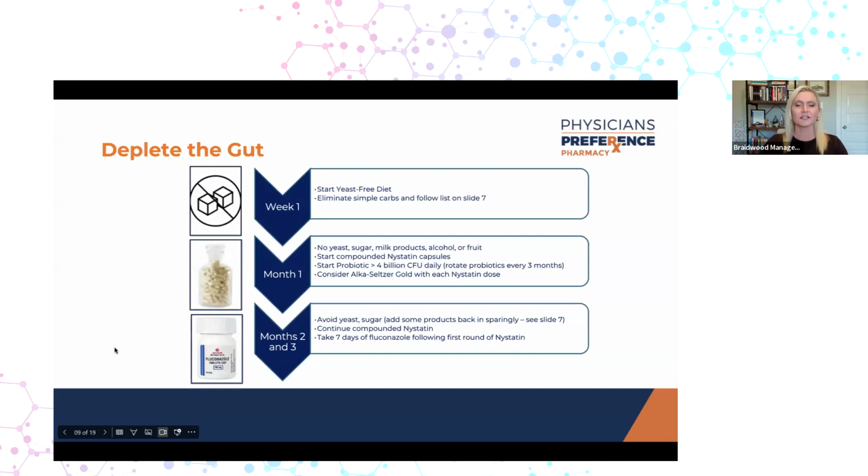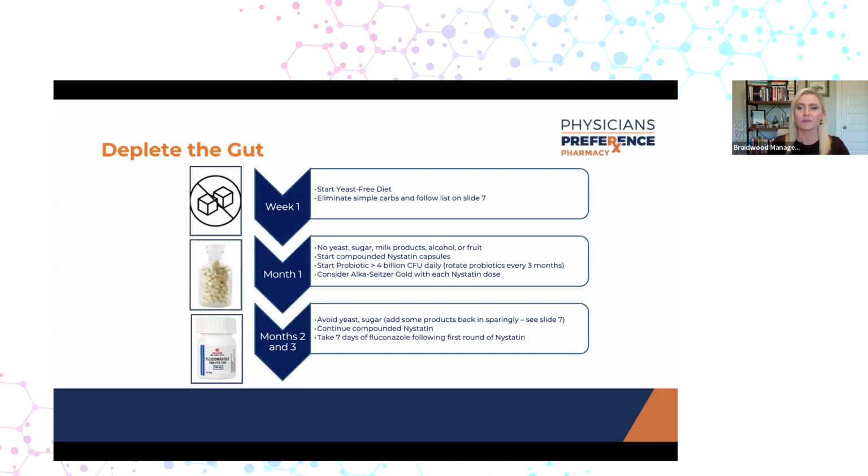All right. So continuing with depleting with the gut, if you were kind of liking a stepwise fashion a little bit better, I did create this if you're more of a table person. So that first week that they start into the treatment plan, they're going to start that yeast-free diet, and then they're going to eliminate simple carbs and all the lists that I put on slide 7 with all the foods. During that whole first month, no yeast, sugar, milk products, alcohol, fruit. That's when they start the compounded nystatin capsules after eating yeast-free for 1 month.